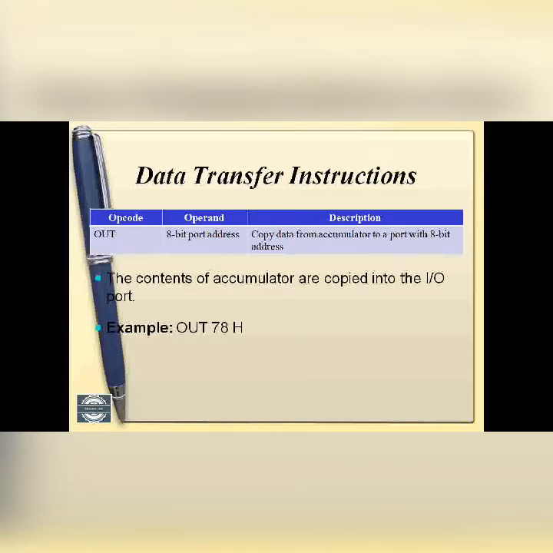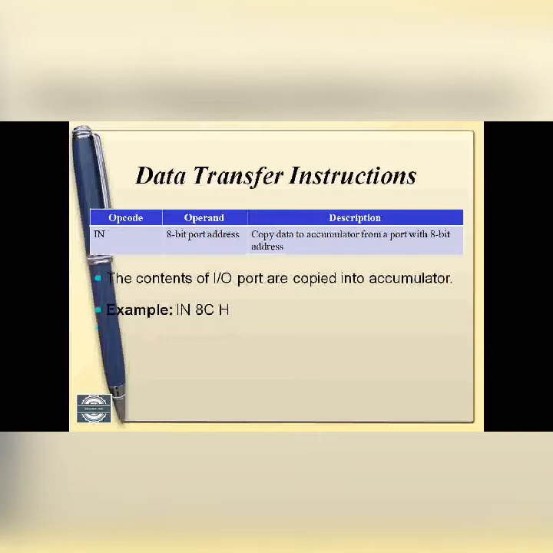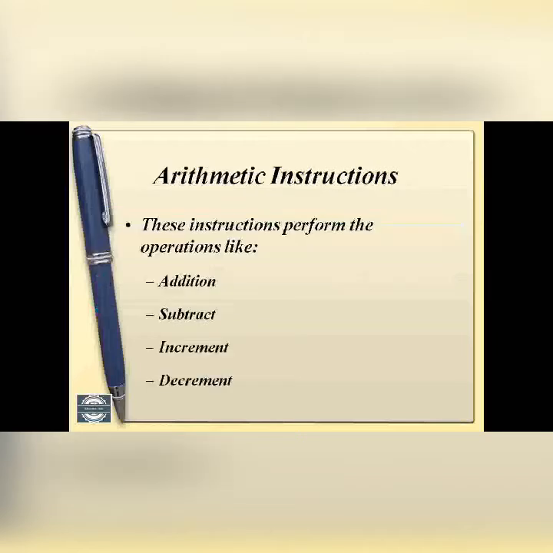The out example you can see, the in is just opposite, that is the content of the IO port is copied to the accumulator. Whatever in is given, that is copied to the accumulator. Here also the example is given in 8CH.